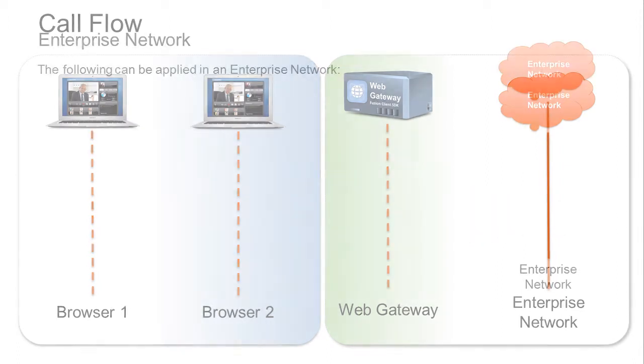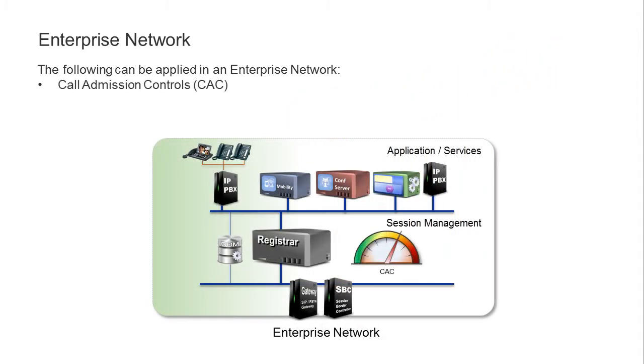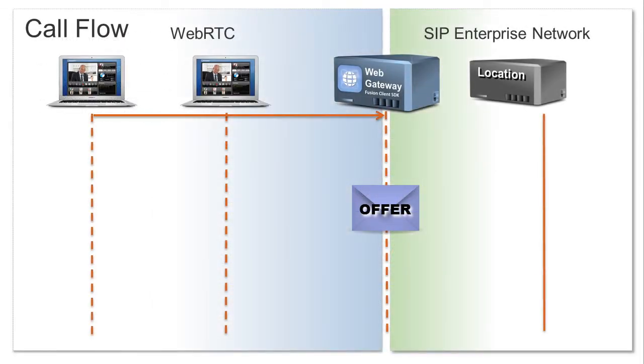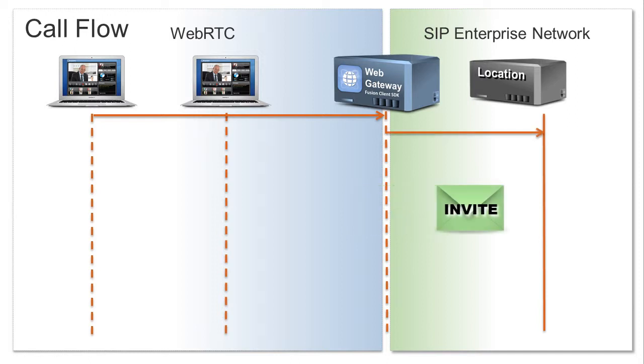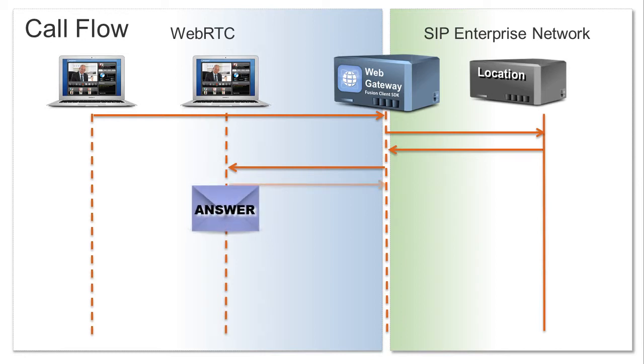It's here in the enterprise network where CAC, or call admissions control, can be applied, as well as routing policies, application sequencing, mobility, conferencing, or any of the other rich services available. With the appropriate enterprise call processing complete, and so long as my colleague's registered through his web client, the invite gets routed to the web gateway, where the WebRTC HTTP signaling is managed to set up the call.